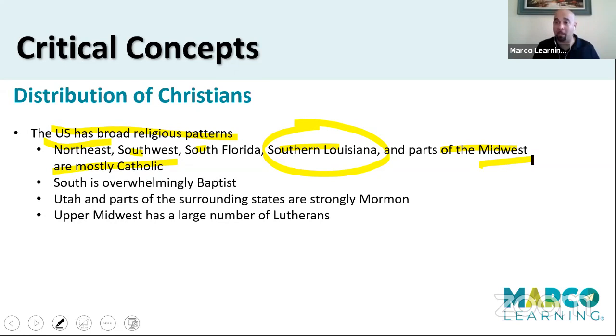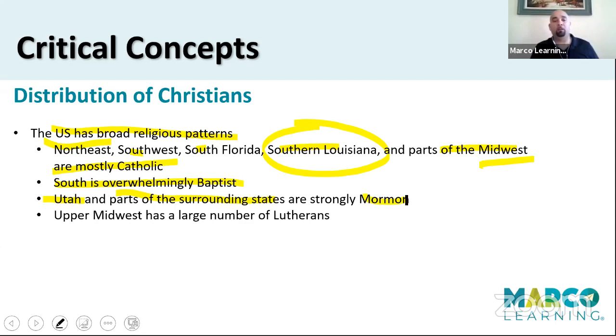For the South, it is overwhelmingly Baptist, to the point that it's one of the identifying features of the South, and they even go by the term the Bible Belt. Next, the Mormon population. They are predominant in Utah and parts of the surrounding states. They're going to be primarily Mormon.